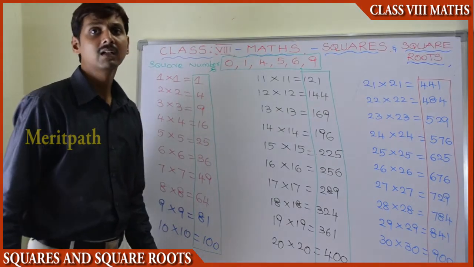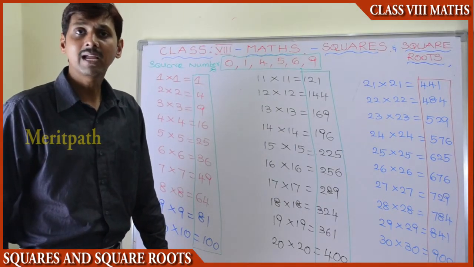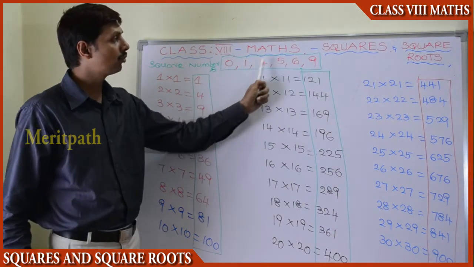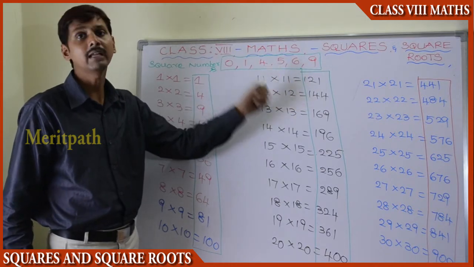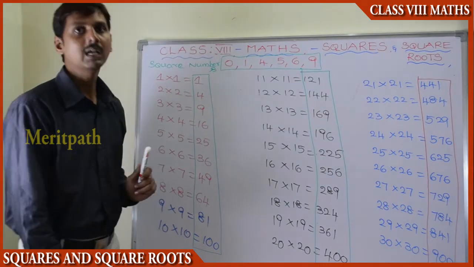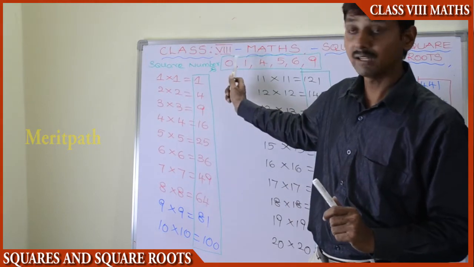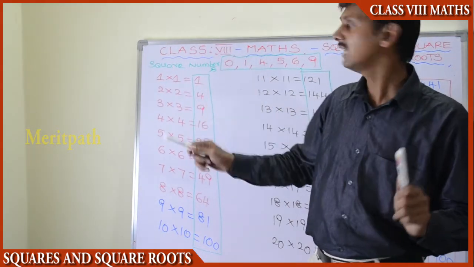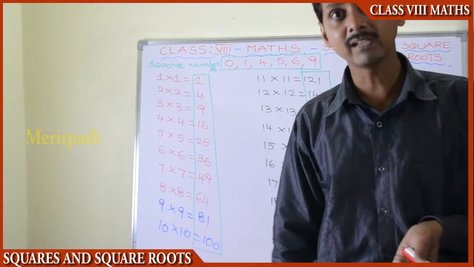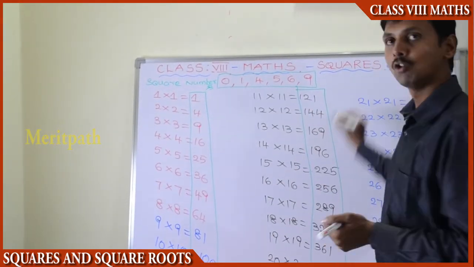If it is ending with the digits 2, 3, 7, 8, then that is not a perfect square. If it is ending with 0, 1, 4, 5, 6 and 9, it may be a square number. So we can find out one more thing. If a number is ending with 0, 1, 4, 5, 6, 9, it may be a square number or may not be a square number. Or if it is ending with 2, 3, 7, 8, it will not be a square number.